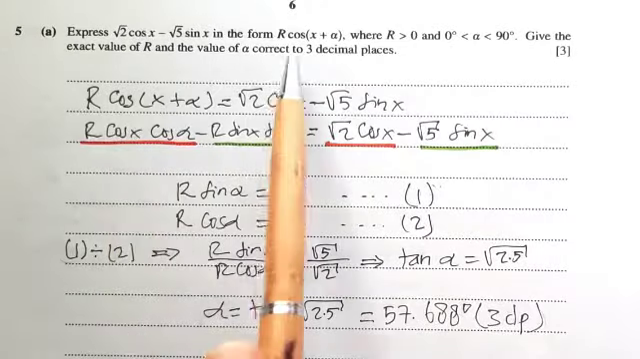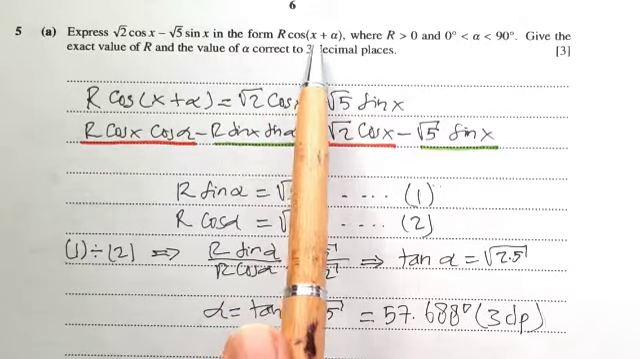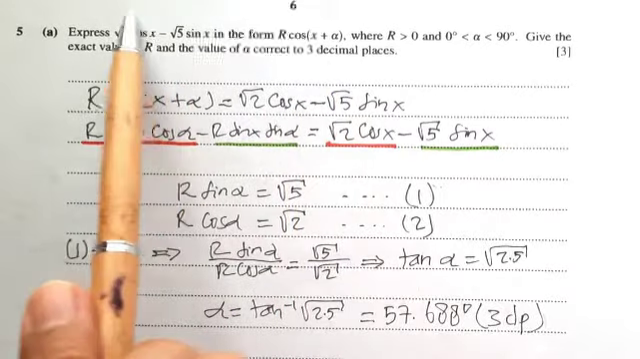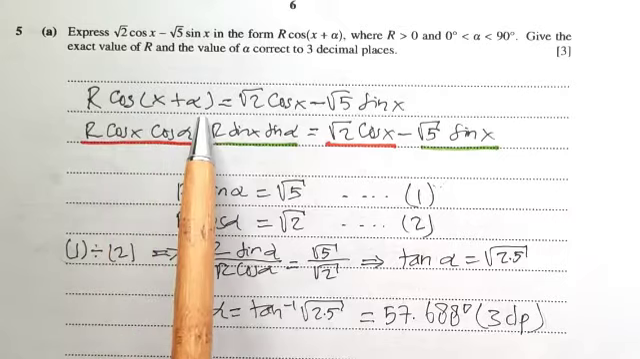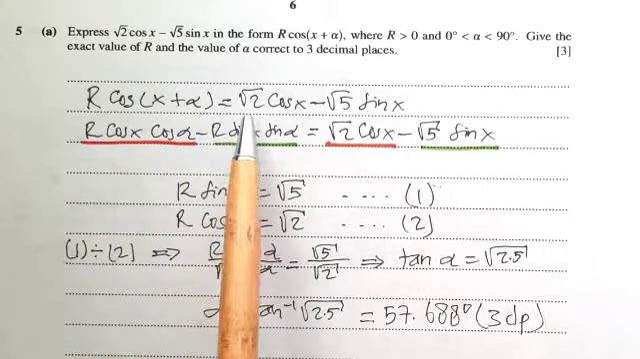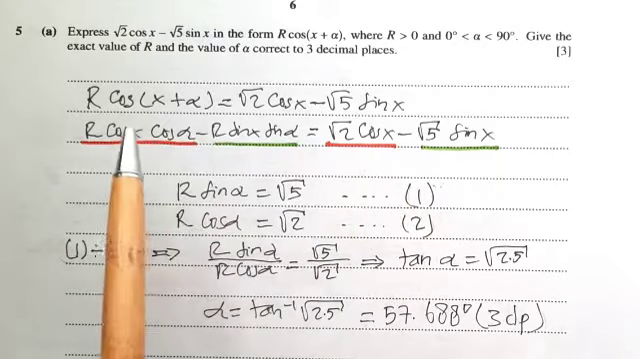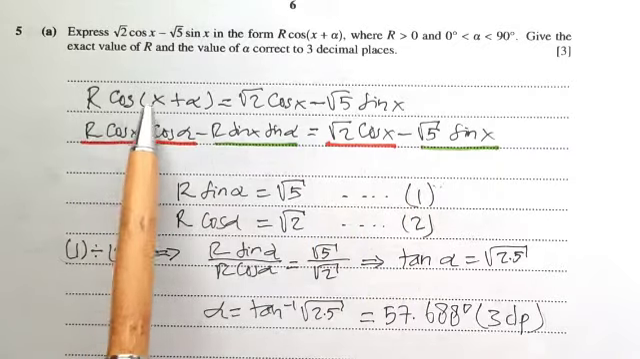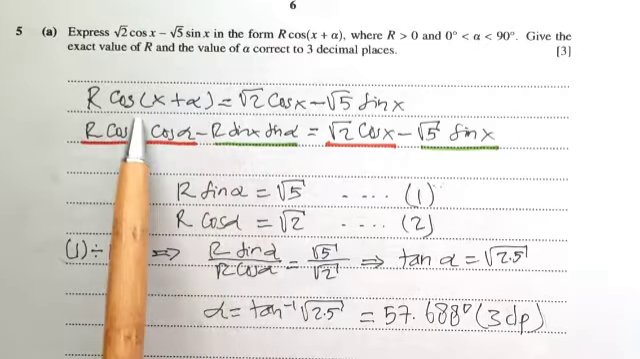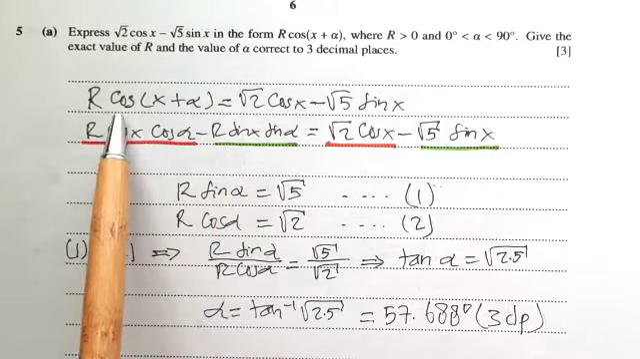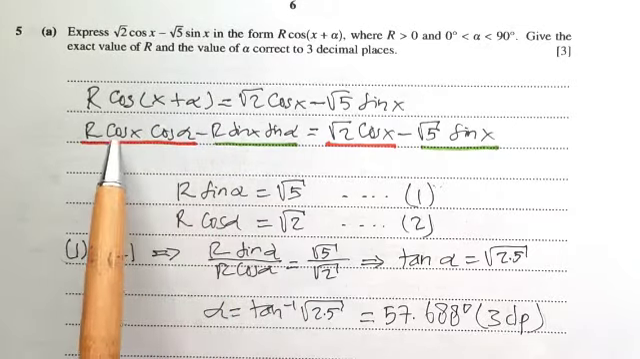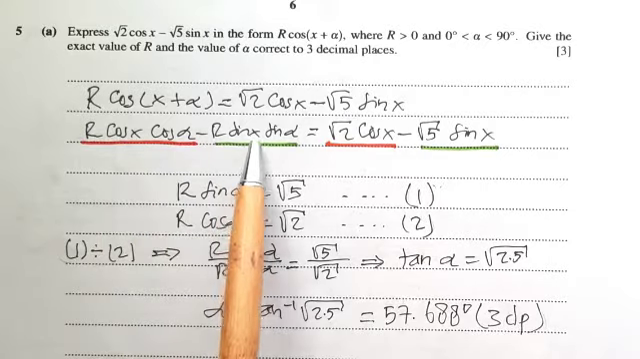Now, thus here R cos (x plus alpha) equals this one. Thus R cos (x plus alpha) equals square root of 2 cos x minus square root of 5 sin x. Now, this is the sum of two angles. If we expand it, that is cos (x plus alpha), that is cos x cos alpha minus sin x sin alpha.